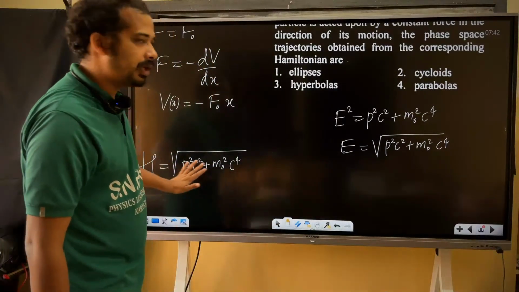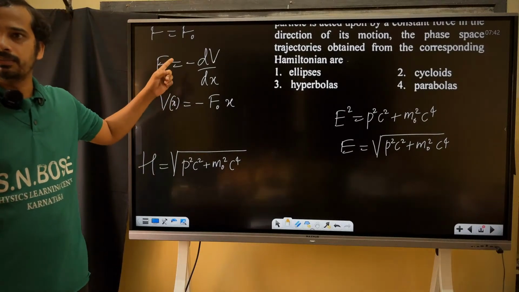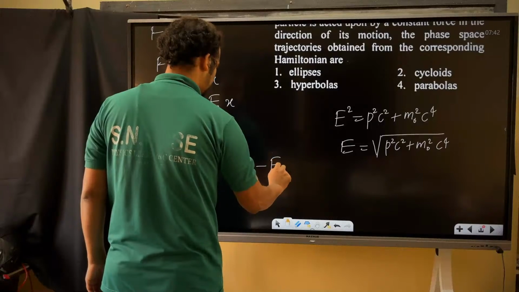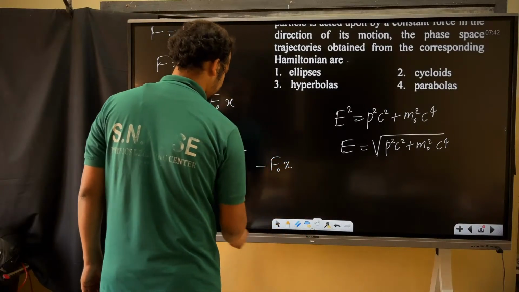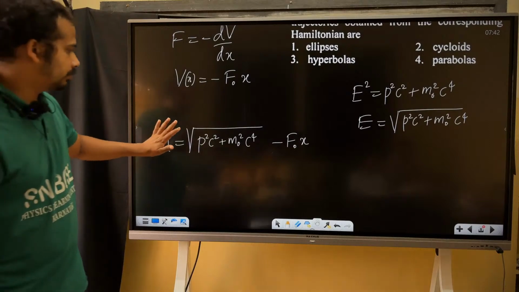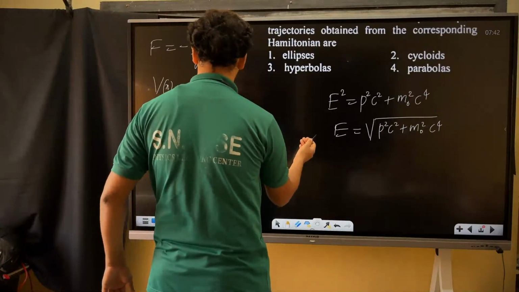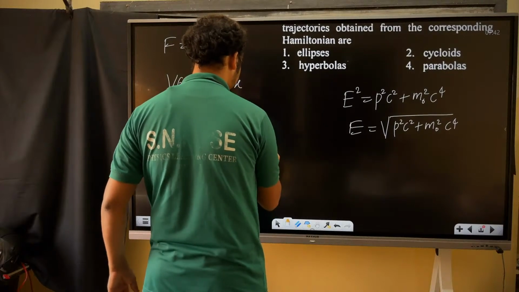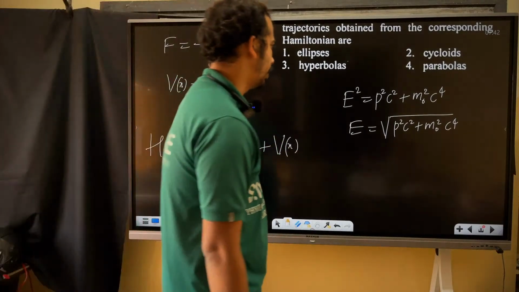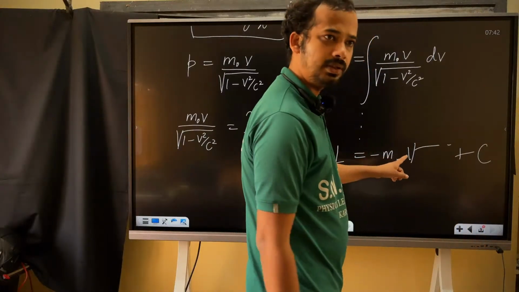But this part is the Hamiltonian for a free relativistic particle, and it is acted upon by a constant force, minus some F naught into x. Fine. I just added the V of x part, plus V of x. That's what I'm writing here. Is that okay? So did you solve this one? Will minus m c square come?